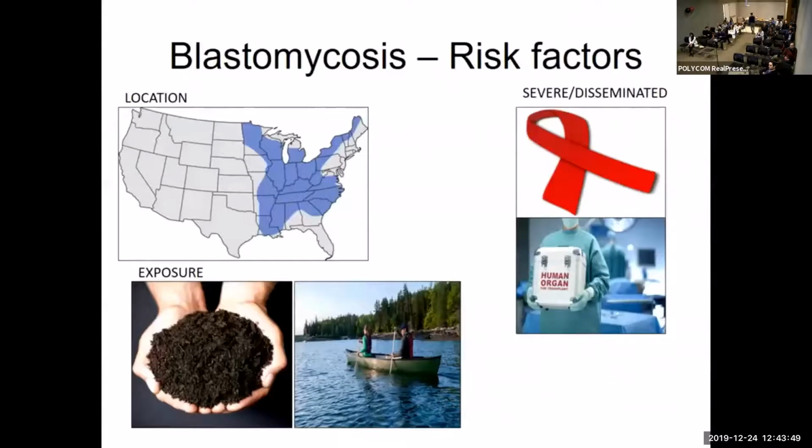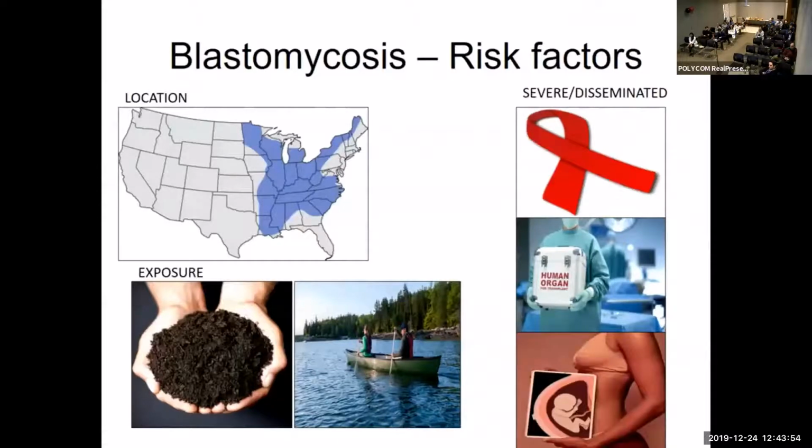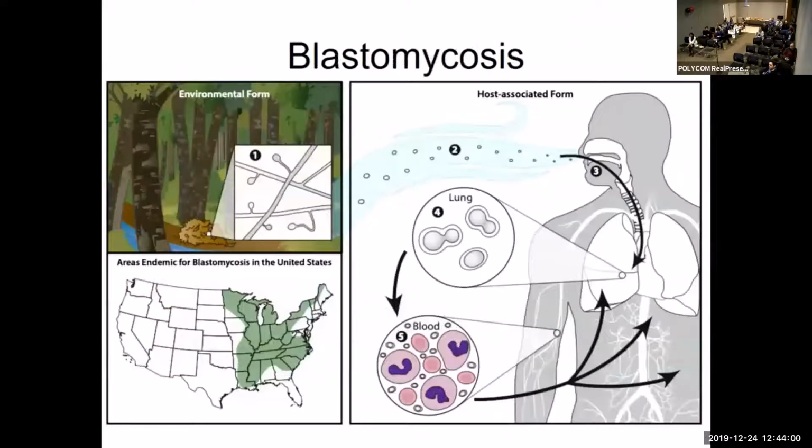Severe disseminated disease is the same thing. Cellular immunodeficiencies can give you this, and pregnancy can also increase the risk for severe blastomycosis. The cycle is exactly the same: it goes to the lungs, goes to the macrophages, and after that disseminates to the body, to the lymph, and also the blood.